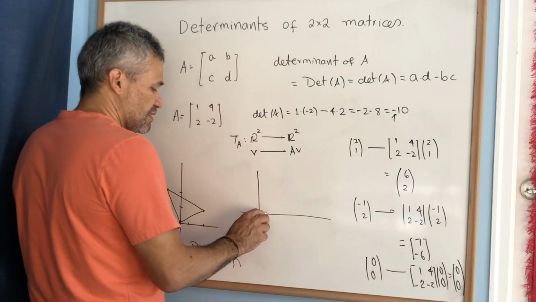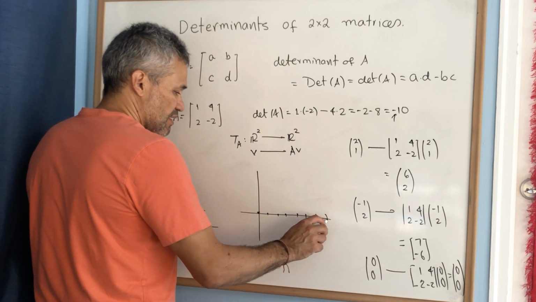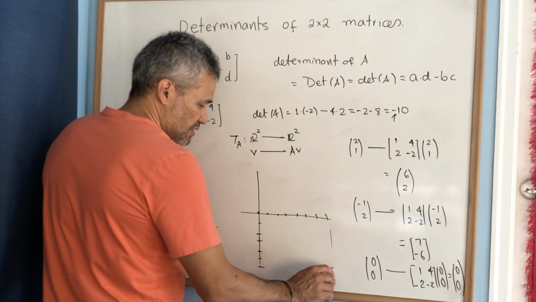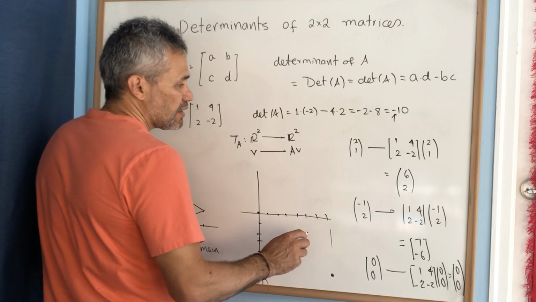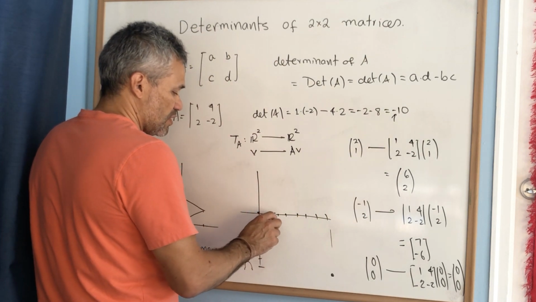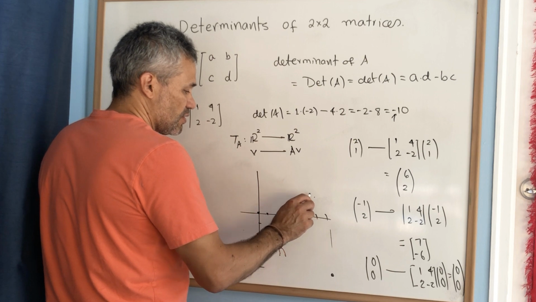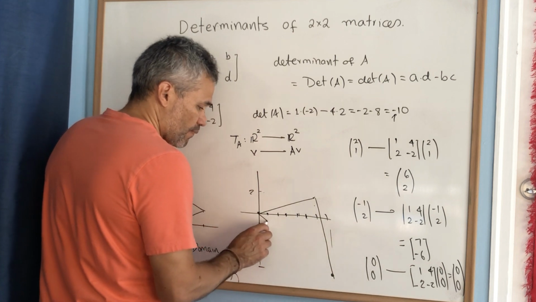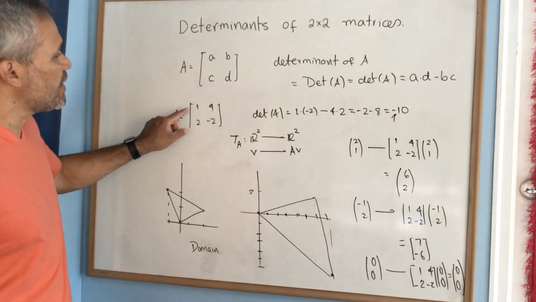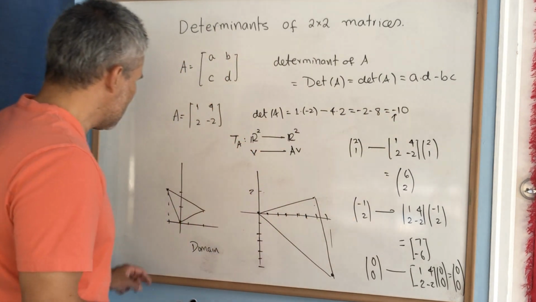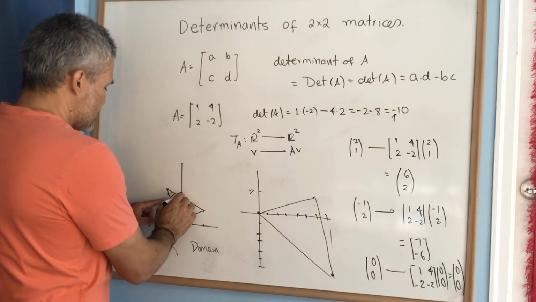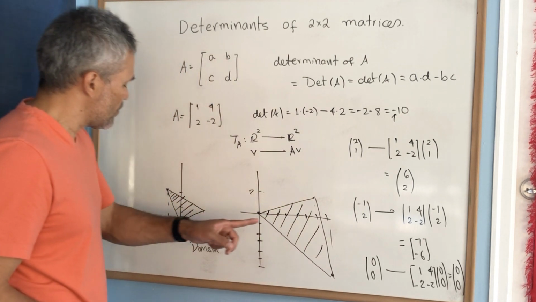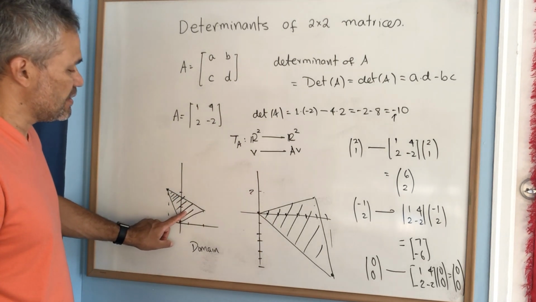Right? 7, negative 6, and here the other one is 6, 2. Then when you think about this triangle, the determinant was equal to 10. That means that if you compare the area of this triangle with the area of this triangle, this area is going to be 10 times bigger than this area.